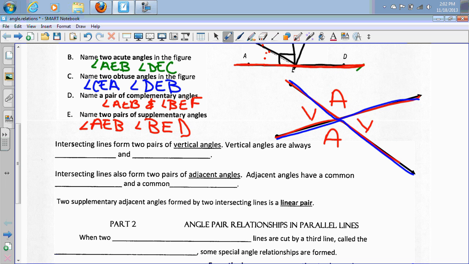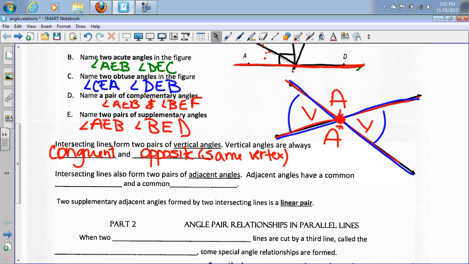They form V's. Some facts about vertical angles. Do you notice anything about the angles? They look the same measure. So vertical angles are always congruent. Notice anything else? They're always opposite of each other. And because they're opposite of each other, they always have the same vertex. Here is the vertex. Notice the V's have the same. The A's have the same. They will all have the same vertex.